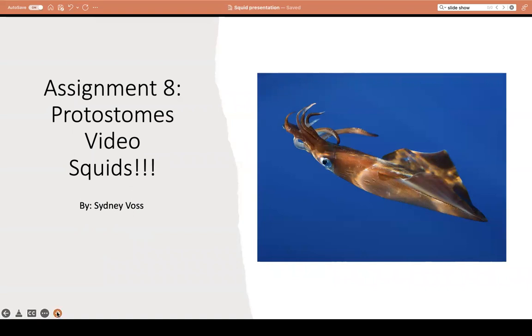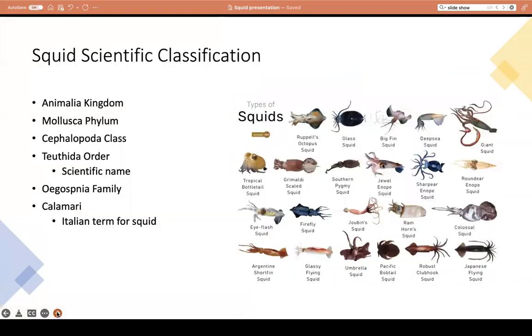So first up, we have the scientific classifications. Squids are in the Animalia kingdom, the Mollusca phylum, Cephalopoda class, Teuthida order, and this is also their scientific name. They are in the Ogaspina family, and another term they're referred to is calamari, which is the Italian term for squid. On the right are some different types of species. Squid are typically around 300 different kinds.